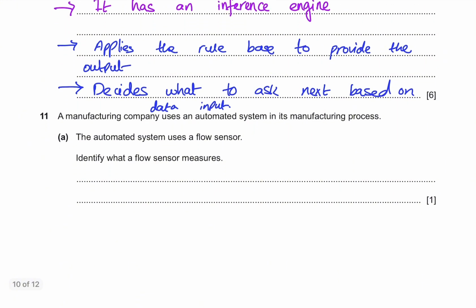A manufacturing company uses an automated system in its manufacturing process. The automated system uses a flow sensor. Identify what a flow sensor measures. What does the flow sensor measure? Any idea? It measures an amount of liquid moving through an environment.